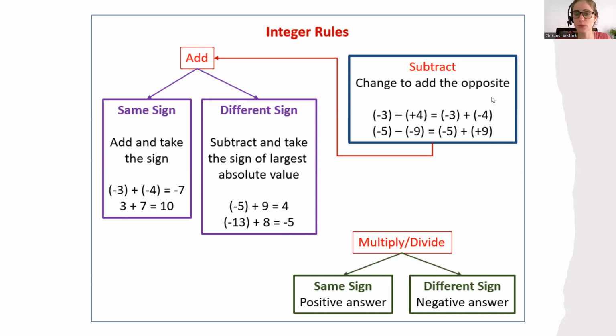And then lastly, your subtracting rules. Whenever you see a subtraction sign, I encourage you to change that to adding the opposite. So a lot of times it becomes plus a negative. And when you change that to adding the opposite, you can then come over here and simply follow your two adding rules. All right, let's head on over to IXL so we can do some examples.